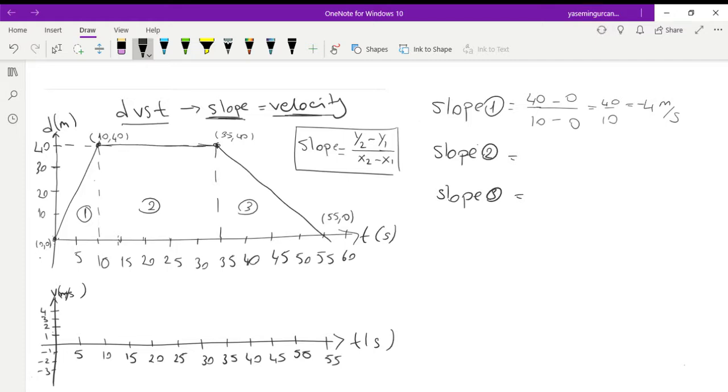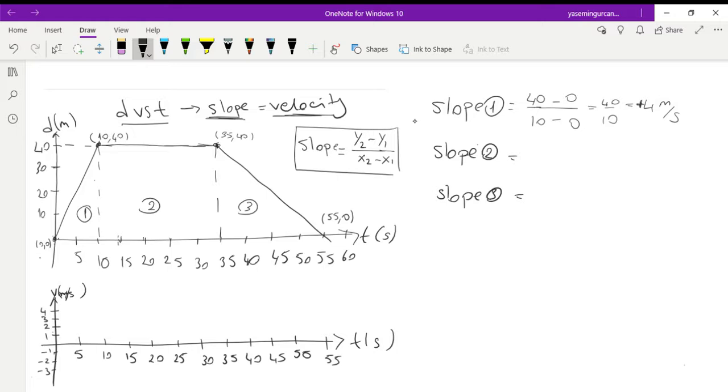And this is positive 4, which is important because, as you know, velocity is a vector, so you have to define its direction. The velocity of this motion in the first region is 4 meters per second in the forward direction. Conventionally, whatever direction you define to be forward is positive and backwards is negative.